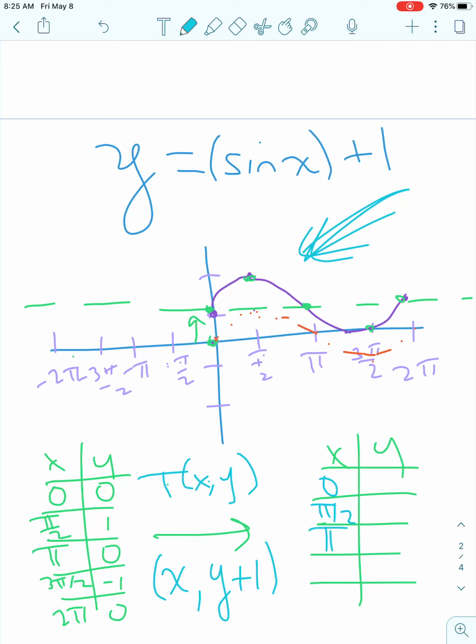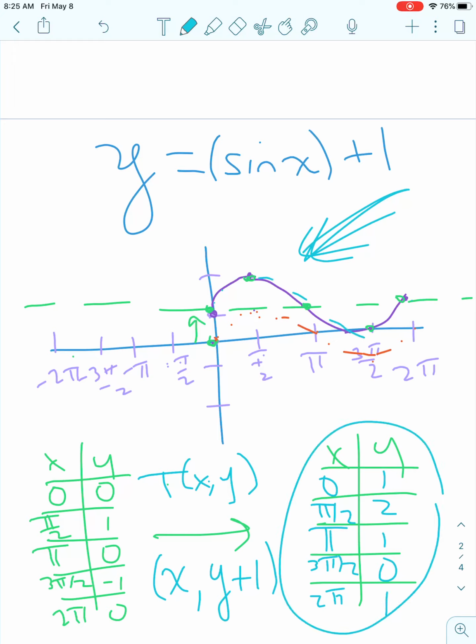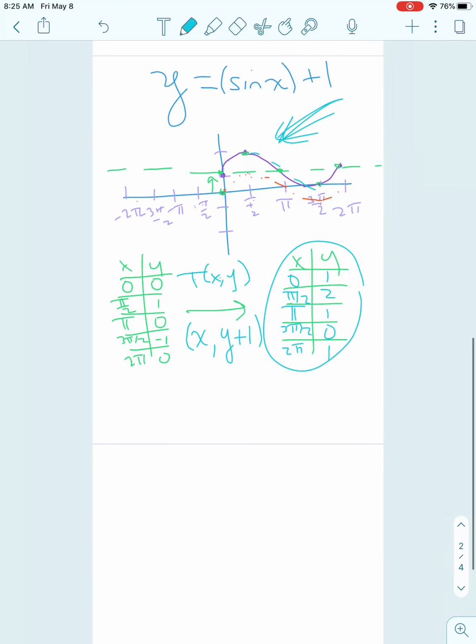I've got 0, pi over 2, pi, 3 pi over 2, and 2 pi. 0 goes up 1, 1 goes up 1, 0 goes up 1, negative 1 goes up 1, and 0 goes up 1. These are my 5 key points right here. Okay, well, what does that look like for cosine?